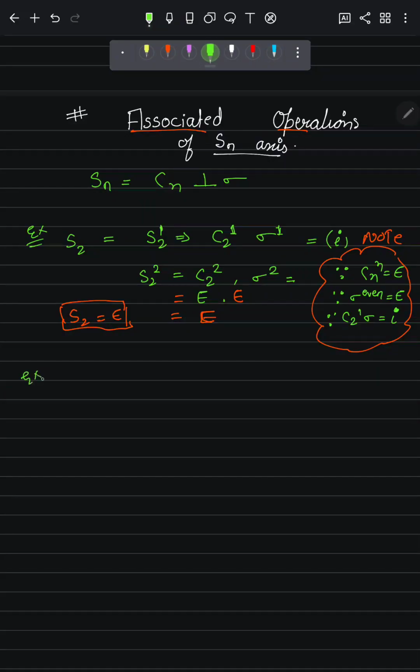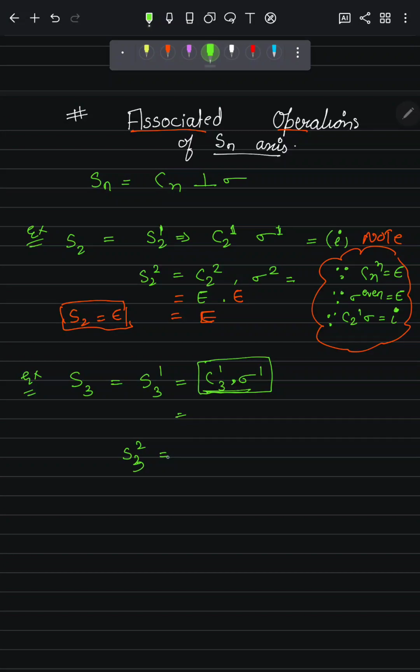So this is the associated operation for this type of molecule. Let's take another example here. Just like in S3, we perform S3^1, which is equal to C3^1 and sigma^1. Then let's perform S3^2, so this is C3^2, and C3^3 is equal to identity. So in this example there is C3^1 and sigma. So this is the associated final answer.